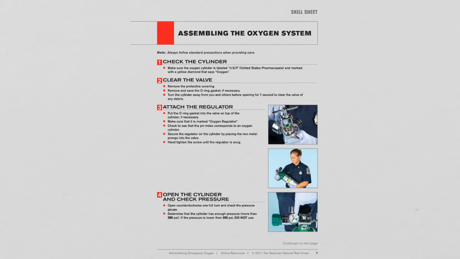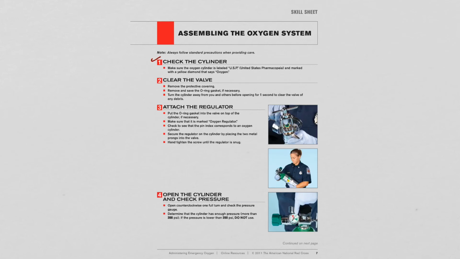All right, so how do we assemble the oxygen system? The first thing that you're going to do, check number 1, is check to make sure that it's actually oxygen. So the question becomes, is it green, or does it have this diamond-shaped symbol which says oxygen on it?